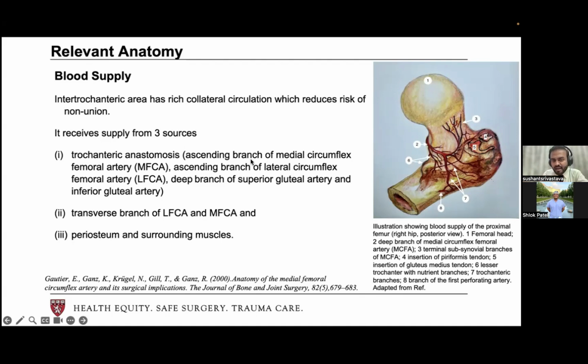Now, it receives its supply from three sources: the trochanteric anastomosis, which is made up of the ascending branch of the medial circumflex femoral artery, the ascending branch of the lateral circumflex femoral artery, and the deep branch of the superior gluteal artery and inferior gluteal artery. There is a transverse branch between the lateral circumflex femoral artery and the medial circumflex femoral artery, and also the blood supply from the periosteum and surrounding muscles. Now, this diagram here gives you a schematic view of the rich collateral circulation around the proximal femoral area.